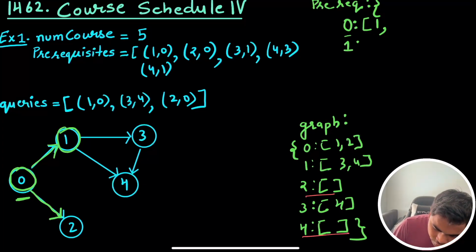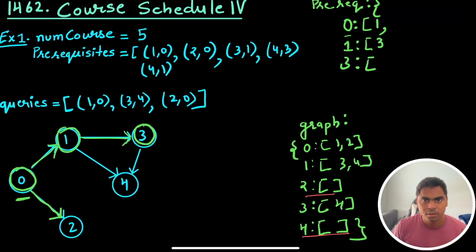I will add 1 to my prereq. Then I'm going to start exploring its neighbors. So first I will add 3 to itself, 3 to its neighbors. But then because I'm going to start exploring 3, 3 will have its own prereq set. Right, then let's explore 3's neighbors, which is 4. So I will add 4 as 3's neighbor. Then remember, this 4 right here is now neighbor of 3 as well.